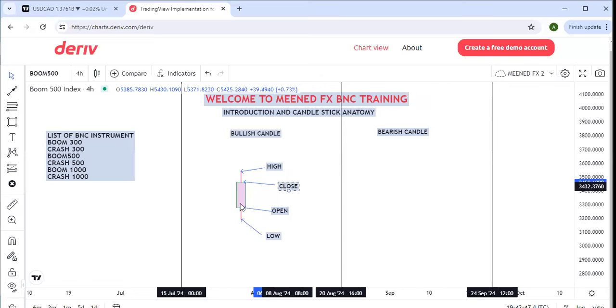A bullish candle opens below, moves a little to the downside, then continues printing, creates a high, which is the highest point of the candle, comes back and closes the candle as a body. So this is the body of the candle, this is the high, and this is the low. Just the general interpretation of the candle.